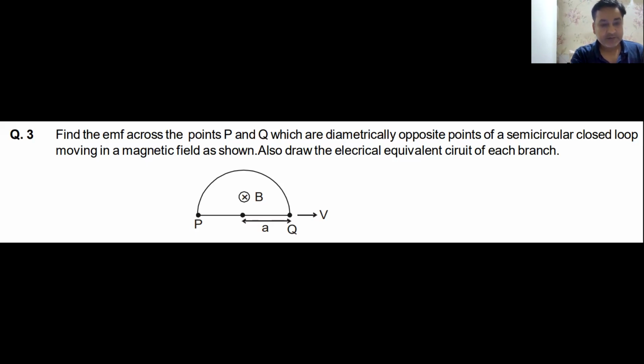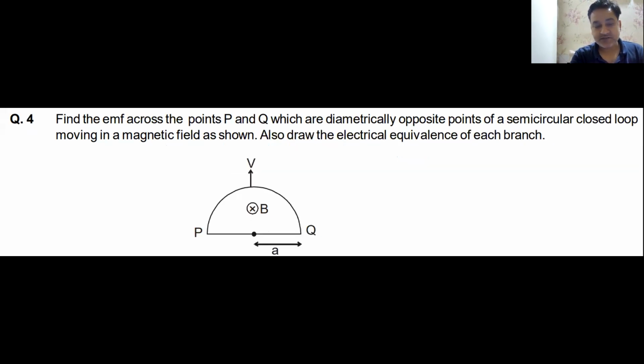What is the answer in this case then? Which is the point with the higher potential and which is the point with the lower potential? Where is the positive terminal? Where is the negative terminal in this case? I'll give you 2 minutes.